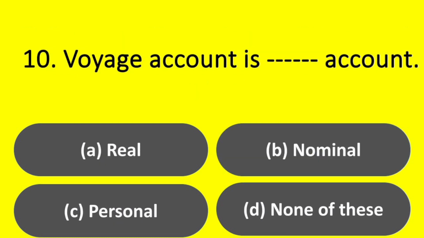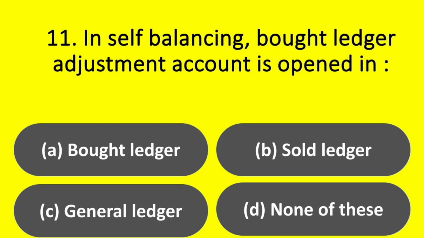Voyage account is dash account. Options: real, nominal, personal, none of these. Answer: option C, personal account. In self-balancing, the adjustment account is opened in: option A, both ledgers; option B, sold ledger; option C, general ledger; option D, none of these. Answer: option C, general ledger.